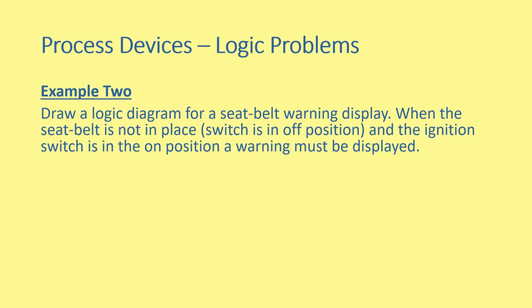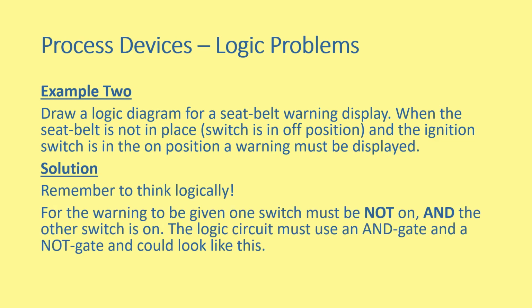Here's another example. Draw a logic diagram for a seatbelt warning display. When the seatbelt is not in place, so the switch is in the off position, and the ignition switch is in the on position, a warning must be displayed. Remember to think logically for your solution. For the warning to be given, one switch must be not on, and the other switch is on.